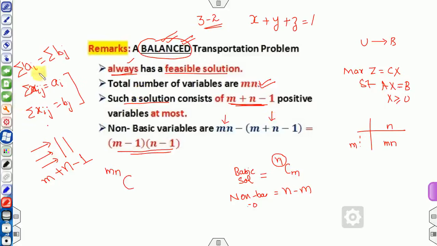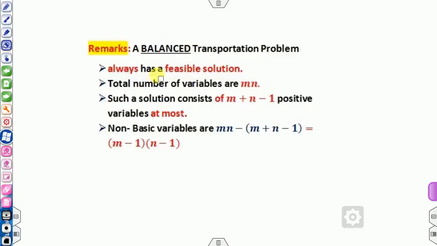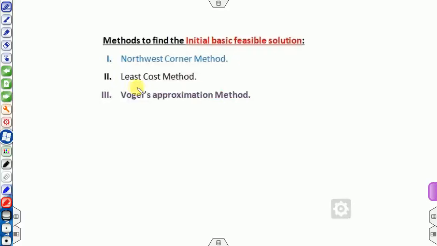Now, these are the beautiful remarks. Whenever you try to solve the transportation problem, always remember that a balanced transportation problem has a feasible solution, the number of variables is mn, and these are the feasible solutions. So what are those methods? Because we say that the simplex method is a very lengthy method for solving the transportation problem. So what are those methods which can find the basic feasible solution? We call it the initial feasible solution.